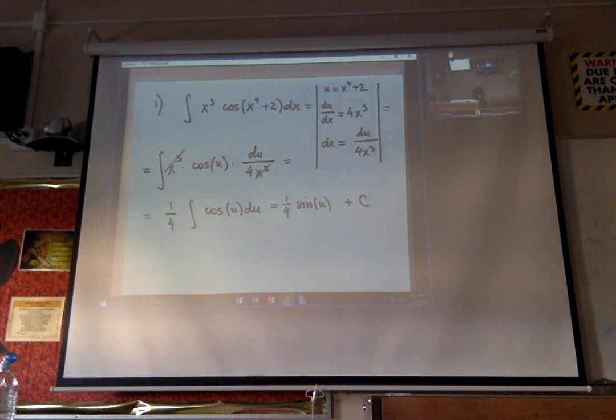Because what do I have from the very beginning? What is my variable? X. So you have to go back to your substitution, like a normal process with substitutions. You go back and put your substitution into the function. So you get what? 1 over 4 sine of x to the 4th plus 2 and then plus c. And this will be the answer.